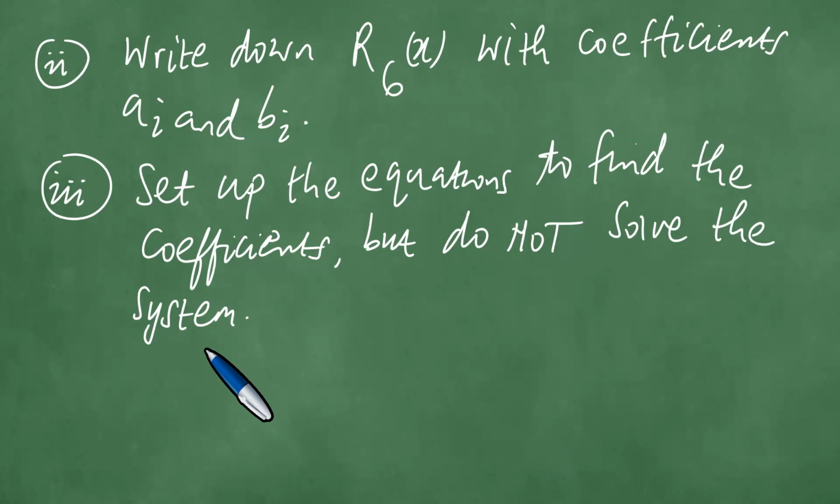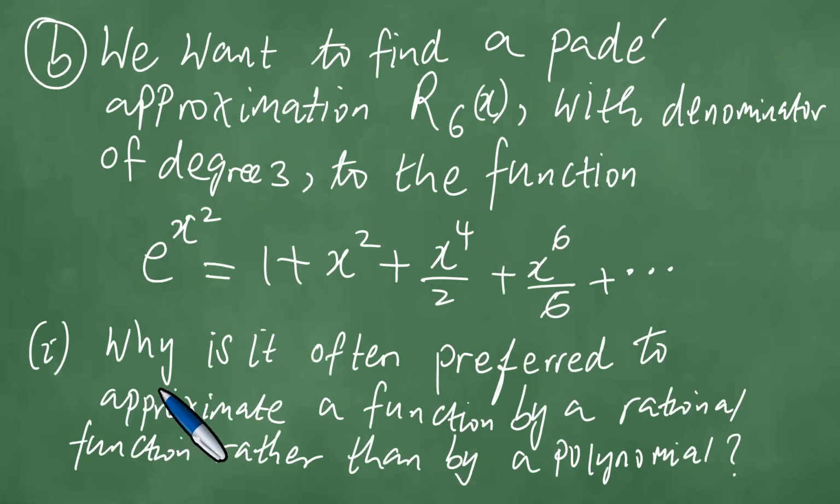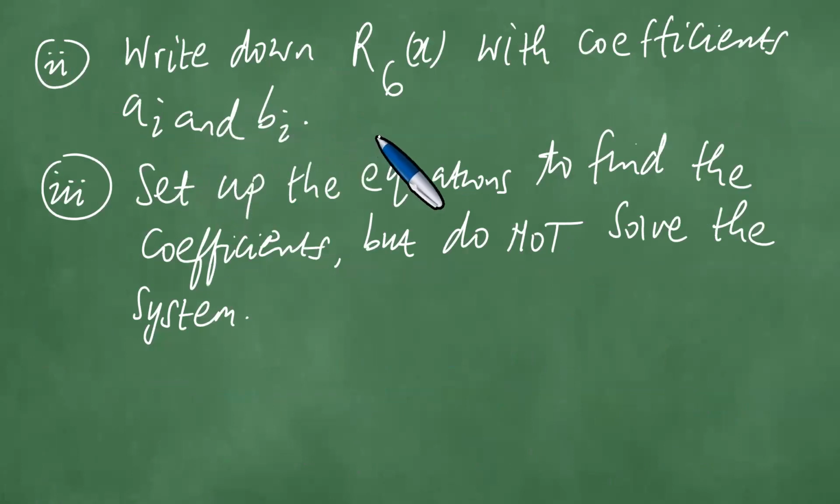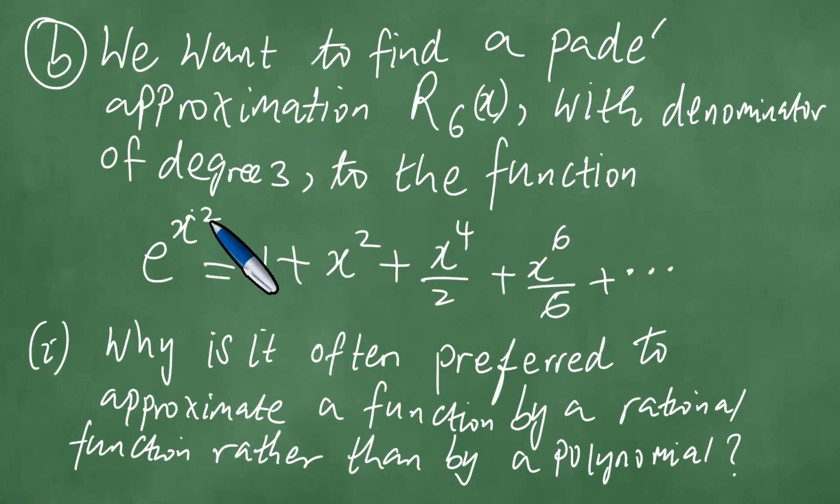Right. Okay, we continue. Now, what do we do with this? We're just explaining the first part. Why is it often preferred to approximate a function by rational function rather than a polynomial? We have elaborated on that one. And write down R6 of X with coefficients AI and BI. So we just need to write a general thing. Don't stress about this being the actual Padé approximation, it need not be the accurate one, just with coefficients AI and BI. So just write something general, but with the understanding that the denominator is of degree 3.